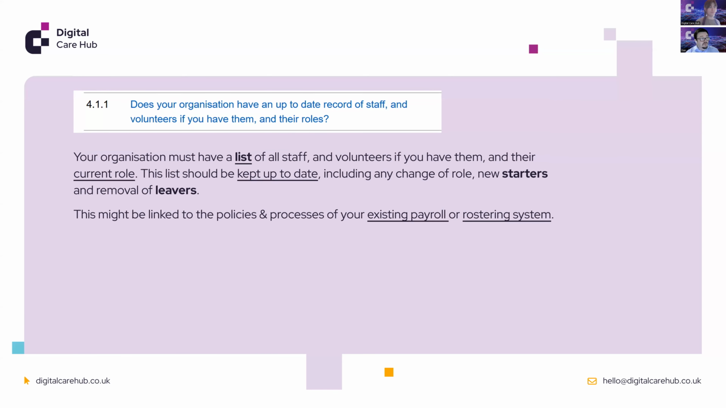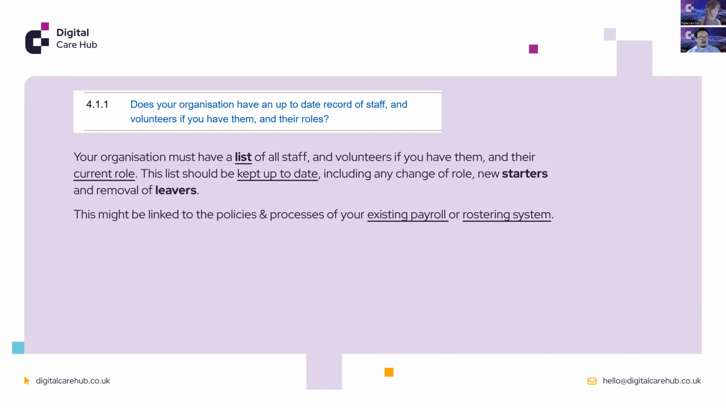This one's quite an easy one, I imagine. It's more the how you do this that can be quite difficult. So this is about, do you have an up-to-date record of staff and volunteers and their roles? I would actually extend that as well and say things like trustees, directors. I'm sure you all have a list of your service users as well, with what the particular needs are.